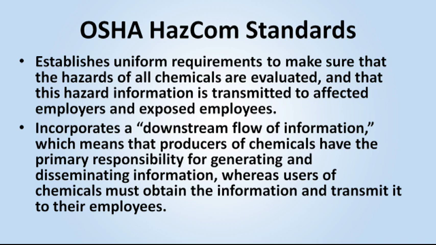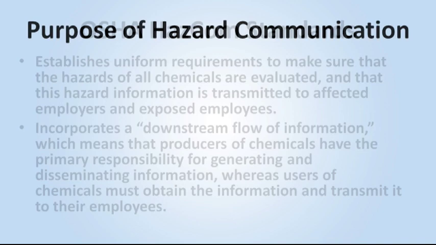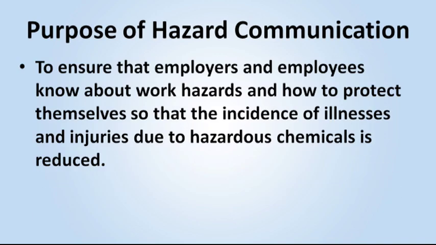The rule also incorporates a downstream flow of information, which means that producers of chemicals have the primary responsibility for generating and disseminating information, whereas users of chemicals must obtain the information and transmit it to their employees. The purpose of the Hazard Communication Standard is to ensure that employers and employees know about work hazards and how to protect themselves so that the incidence of illnesses and injuries due to hazardous chemicals is reduced.